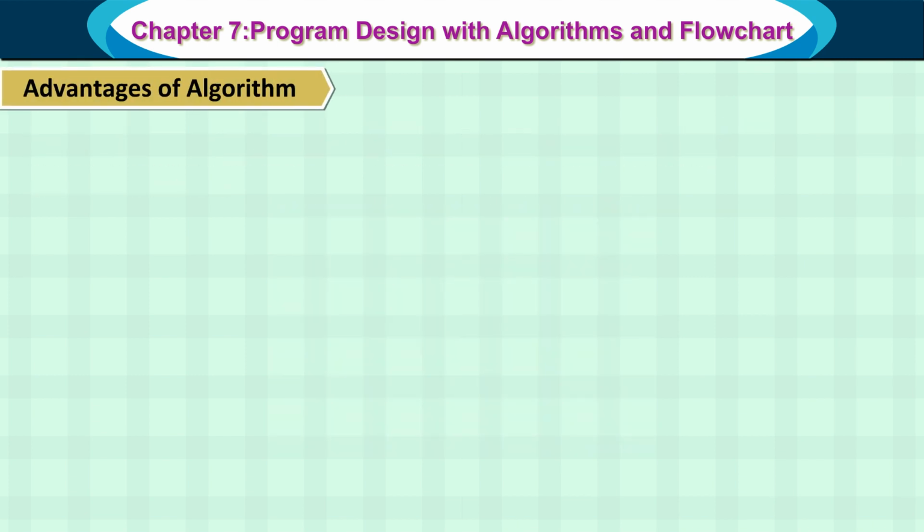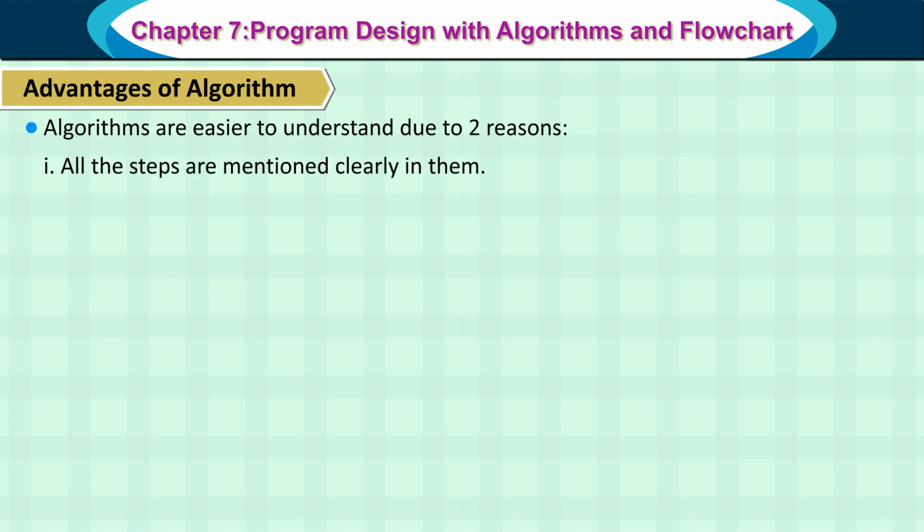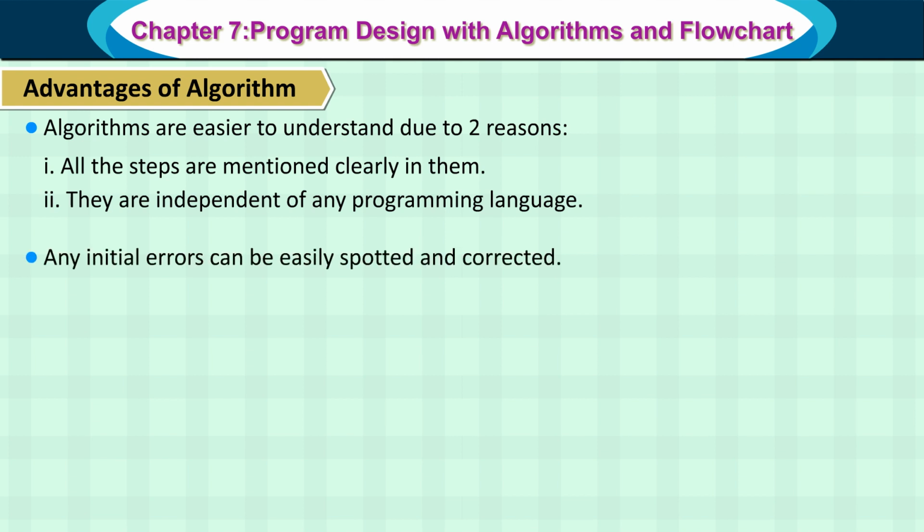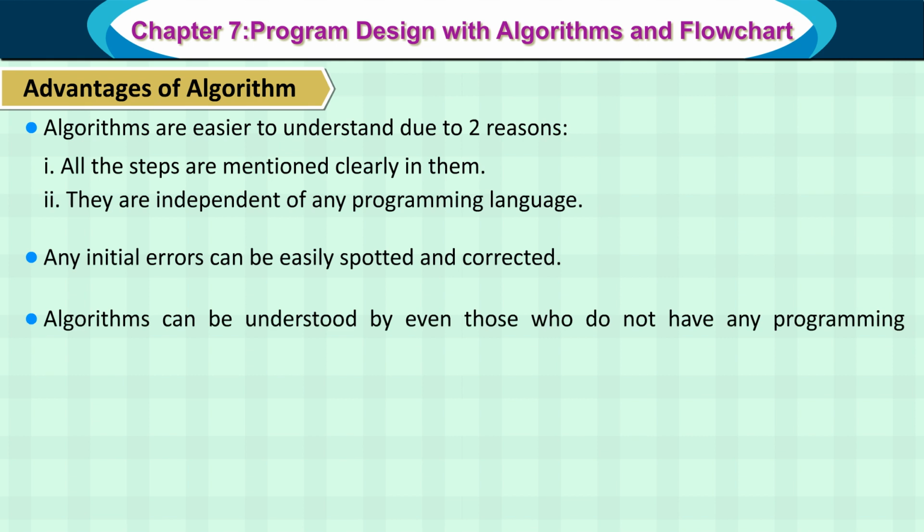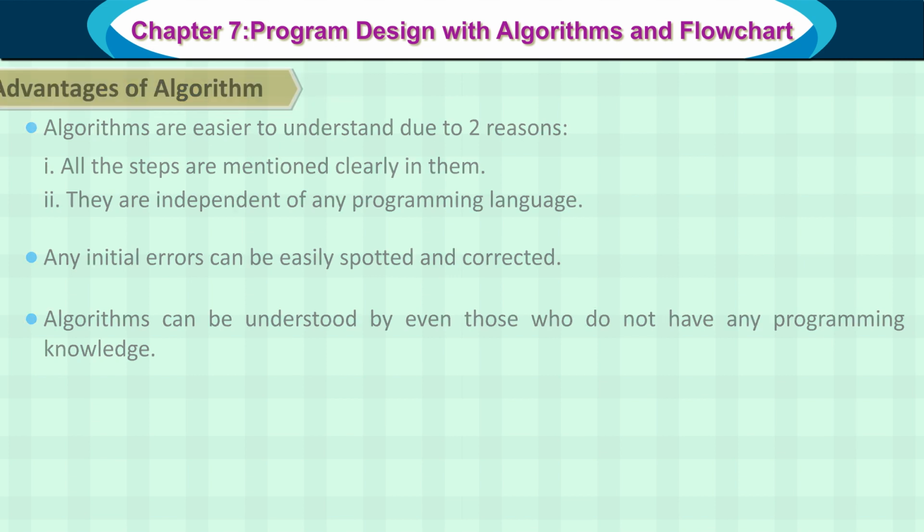Advantages of algorithm. Algorithms are easier to understand due to two reasons. 1. All the steps are mentioned clearly in them. 2. They are independent of any programming language. Any initial errors can be easily spotted and corrected. Algorithms can be understood even by those who do not have any programming knowledge.